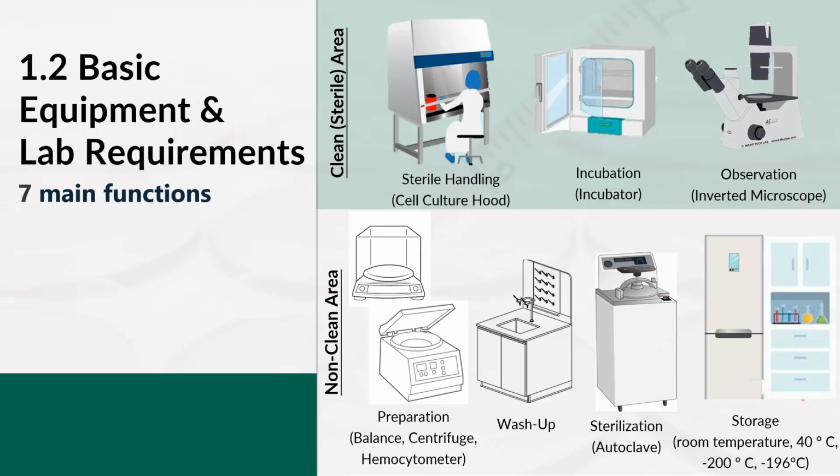There are in general 7 main functions in a cell culture lab. They are split between the sterile or the clean areas, or the non-sterile or the non-clean areas. The functions in the sterile area include sterile handling, incubation, and observation, while the functions in the non-sterile areas would include preparation, wash-up, sterilization, and storage.